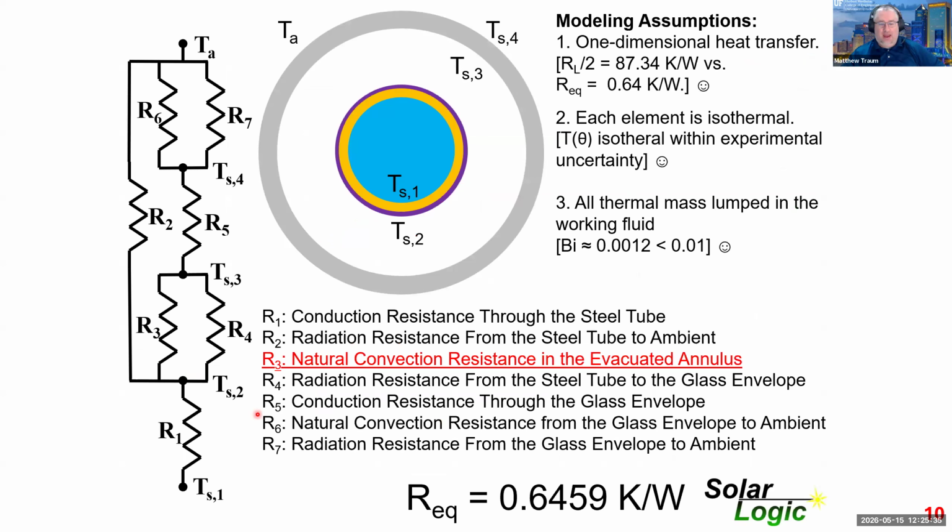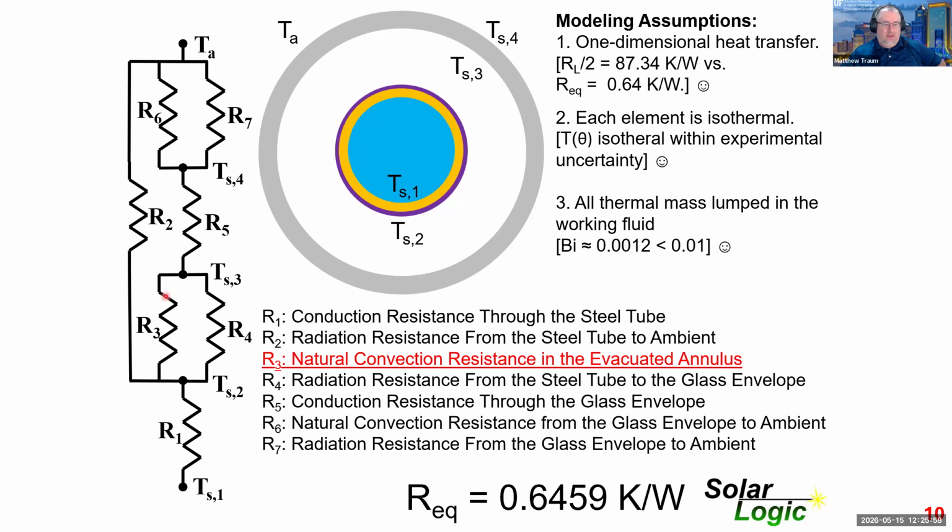And the thing that was most important is R3. Where's R3? Here's R3. This is the resistance associated with the evacuated annulus, right? So there should be no conduction, there should be no convection in there. That should just be radiation heat transfer.